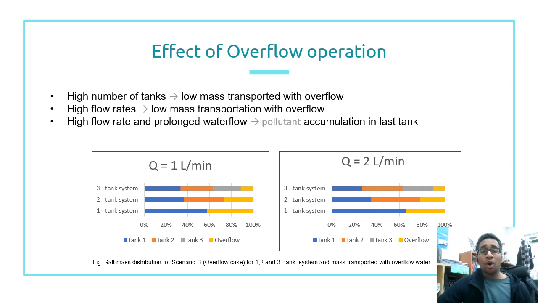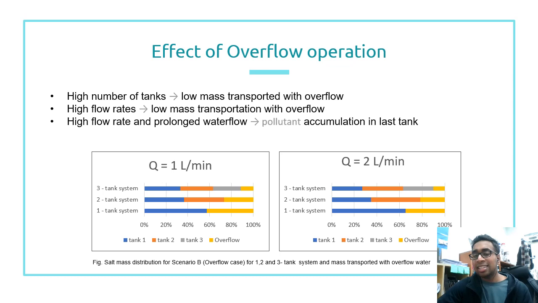As for the effects of overflow, as you can see, with a higher number of tanks, less mass is transported with overflow. For one tank system, about 40 to 50% of the pollutant is being carried out with overflow, whereas in the two tank system, it has been reduced to about 25%. And for the three tank system, it has further reduced to about 10%.